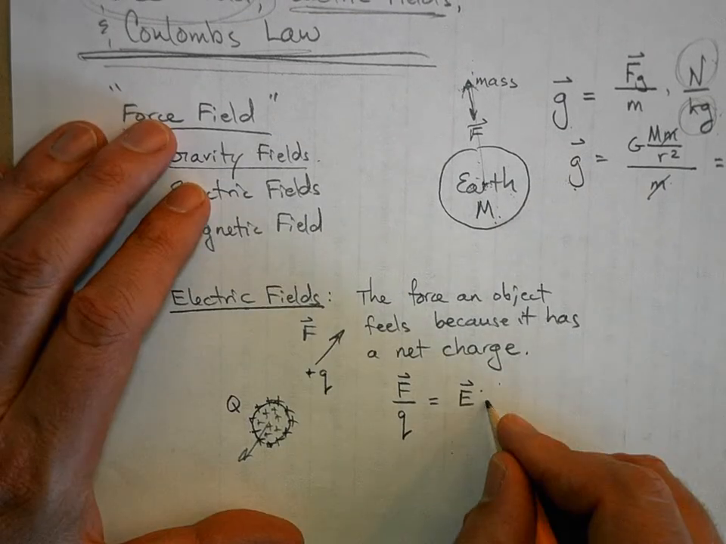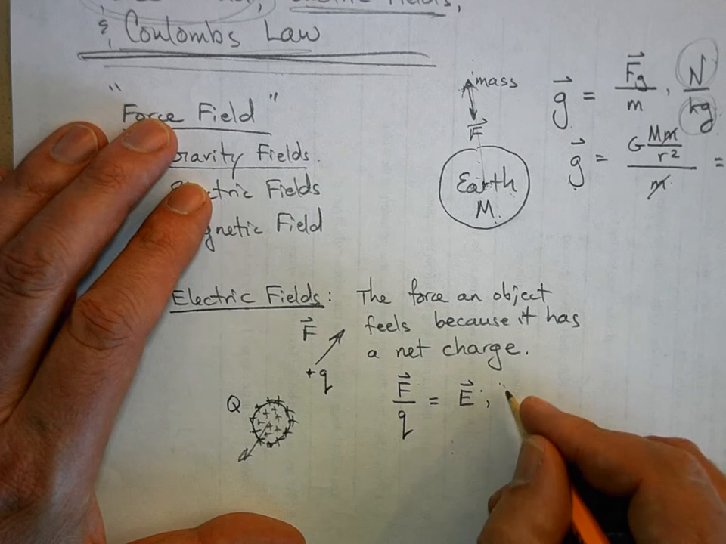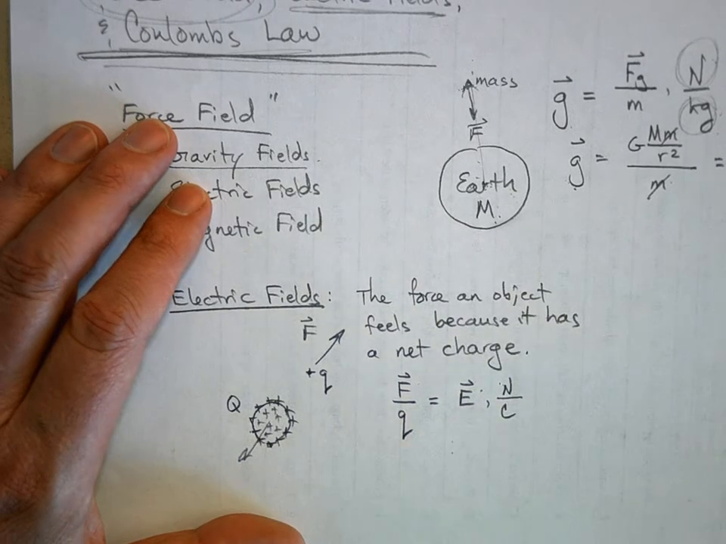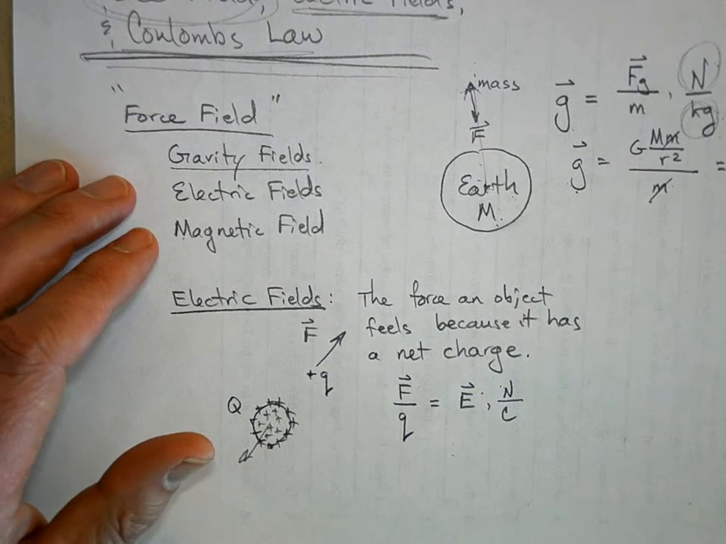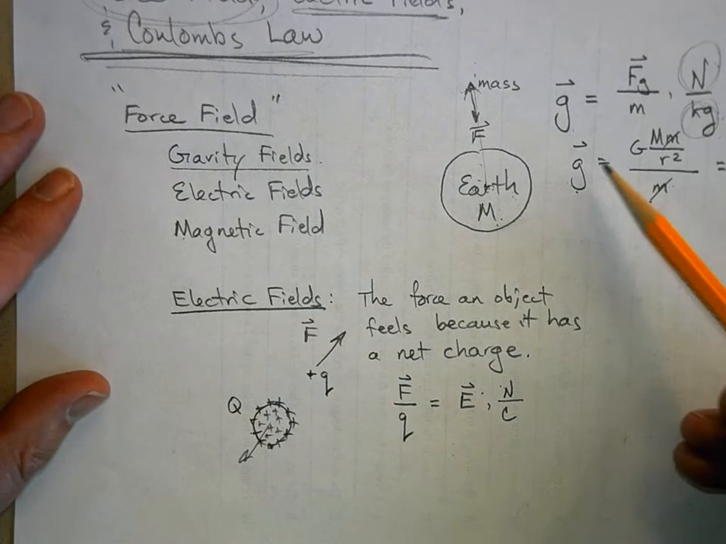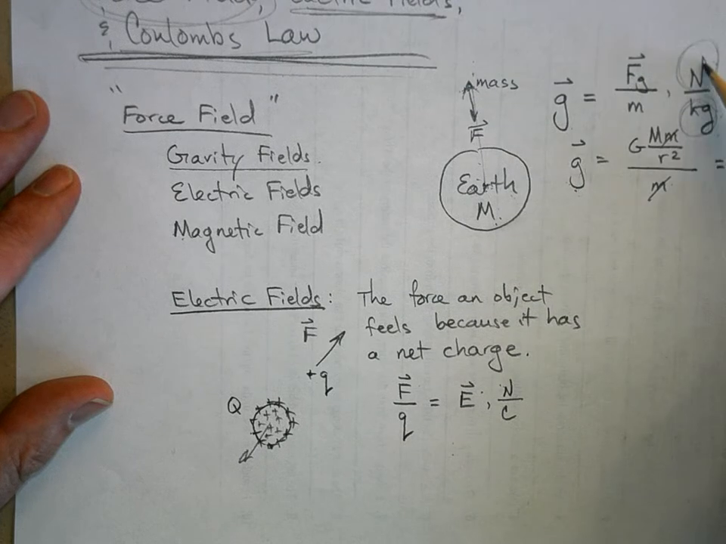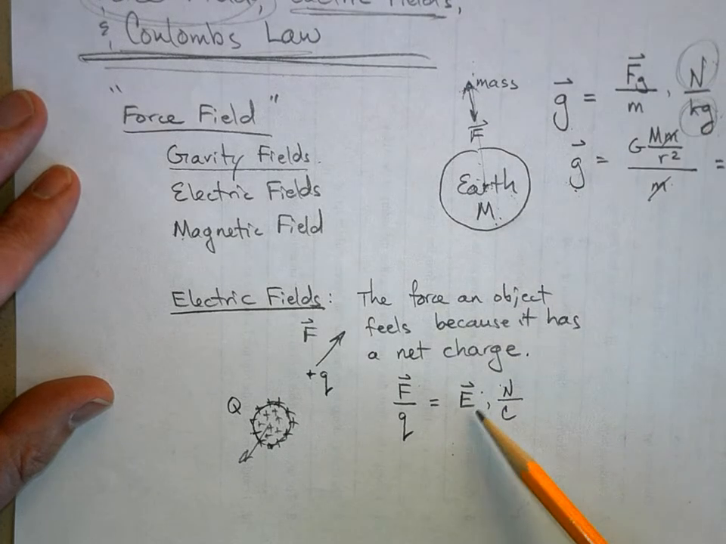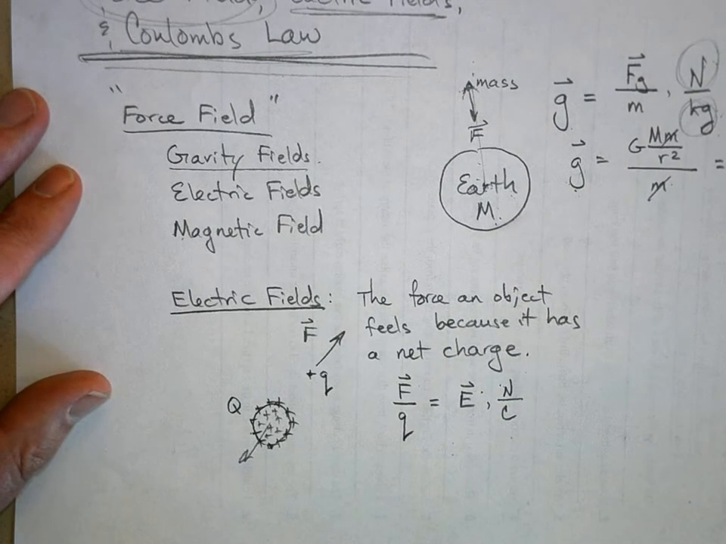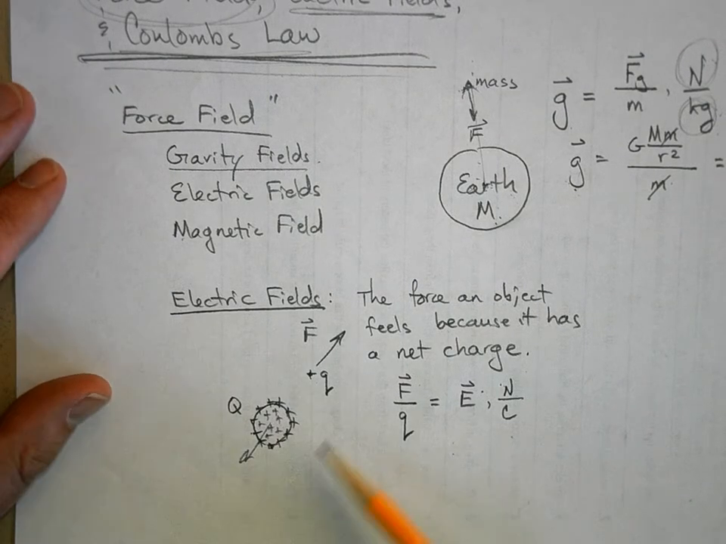What units does it have? Newtons per coulomb. And notice that it's very similar to lowercase g. Here we had newtons per kilogram, but with electric field we have newtons per coulomb. So it's a region of space around this balloon.